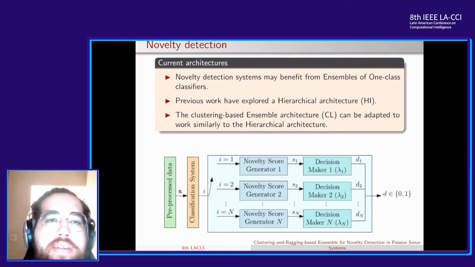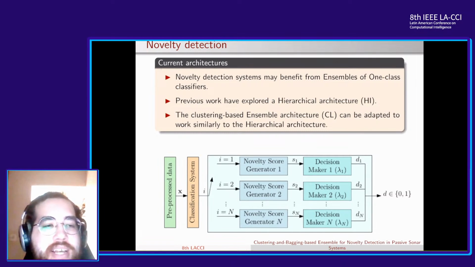A novelty detection system may benefit from an ensemble of one-class classifiers, exploiting the power of multiple classifier models, each one strictly developed to recognize one class of specification and refuse the others. Previous works considered an ensemble of class-specialized models, preceded by a highly accurate classifier, known as the hierarchical architecture. Thus, at first, a classifier module has the task of selecting the most likely class for the contact under evaluation. Then, at the second level, the class-specialized novelty score generator uses a dissimilarity measure, used by the decision maker to define whether such a signal represents a novelty or not.